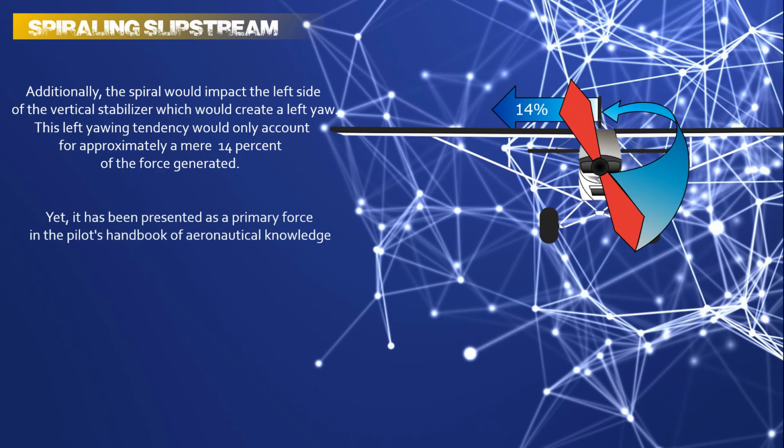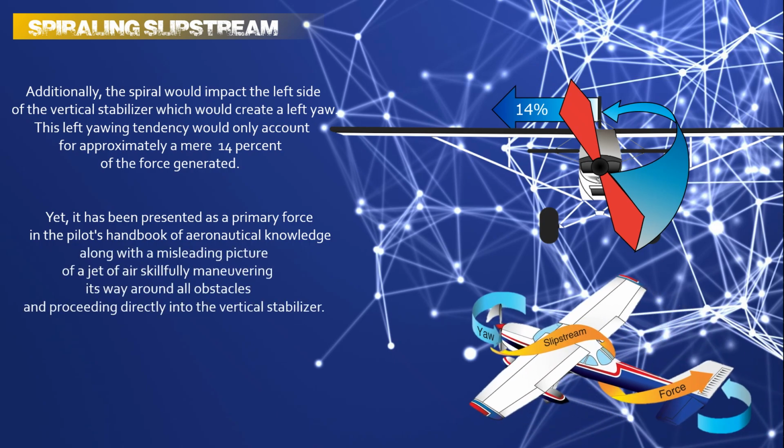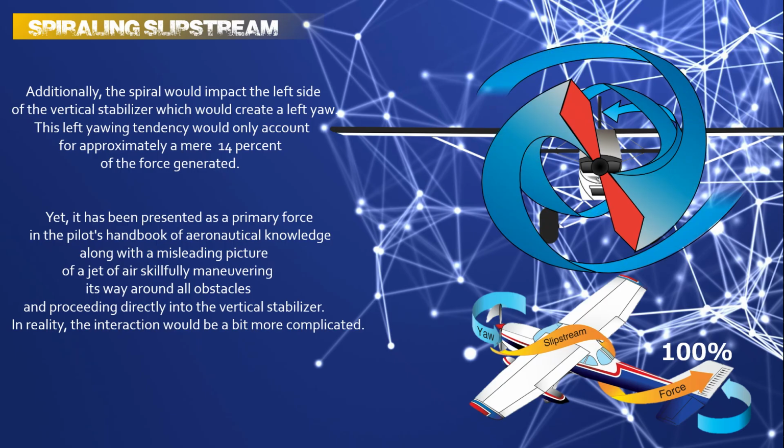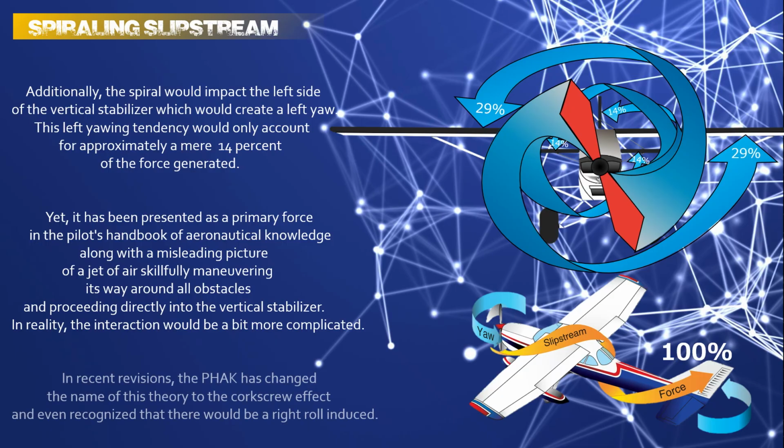Yet, it has been presented as a primary force in the Pilot's Handbook of Aeronautical Knowledge, along with a misleading picture of a jet of air skillfully maneuvering its way around all obstacles and proceeding directly into the vertical stabilizer. In reality, this interaction would be a bit more complicated. In recent revisions, the Pilot's Handbook of Aeronautical Knowledge has changed the name of this theory to the corkscrew effect, and even recognized that there would be a right roll induced. However, the information is still incomplete and misleading.